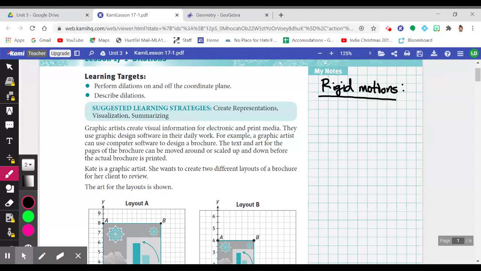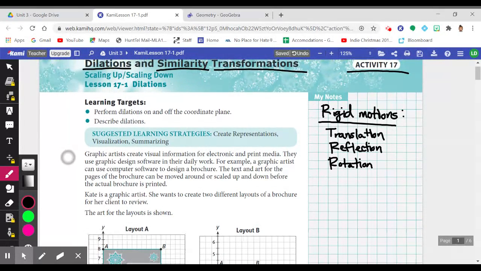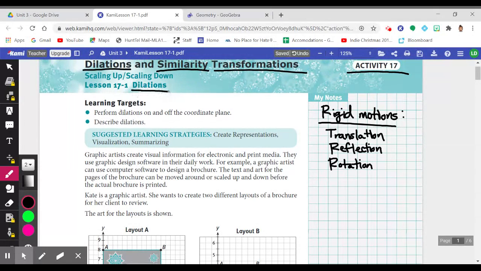So the first one we learned was none other than the translation. We looked at the reflection, and then we looked at the rotation. So these three transformations are referred to as rigid motions or congruency transformations because they create congruent figures. They don't change the size or shape of the figure during the transformation. So keep that in mind today as we start exploring dilations.